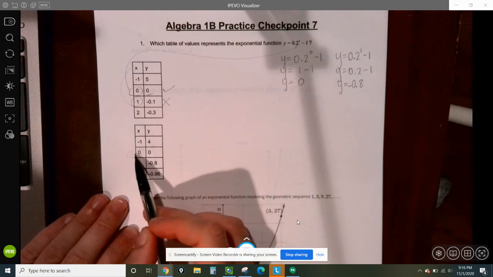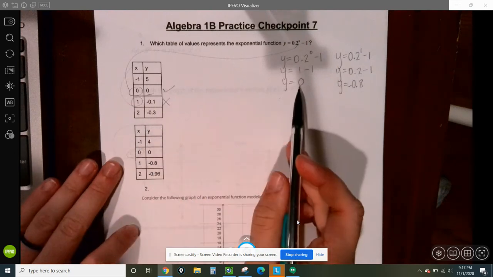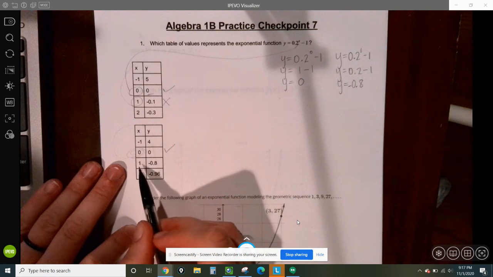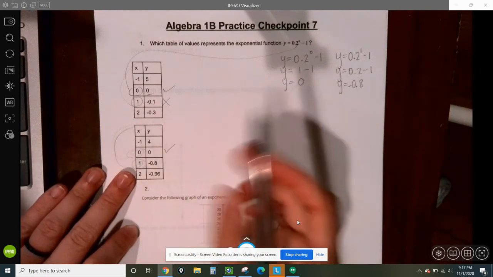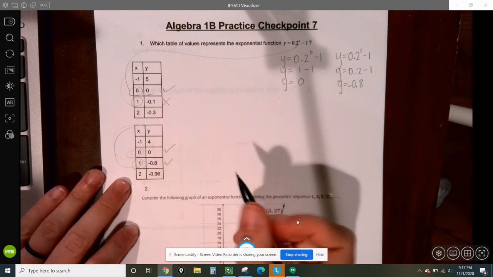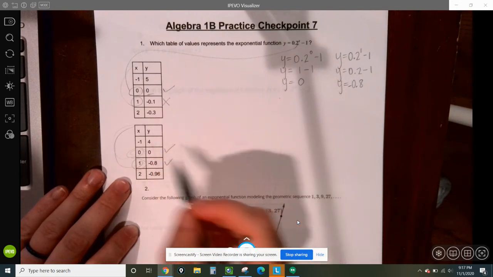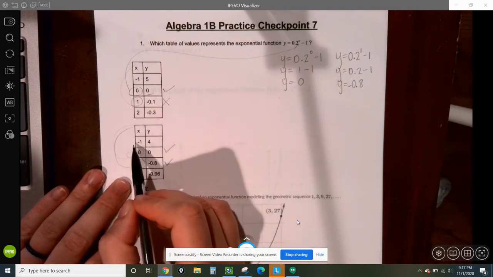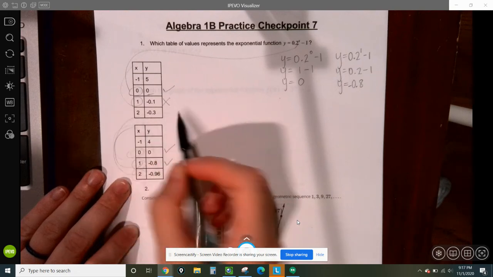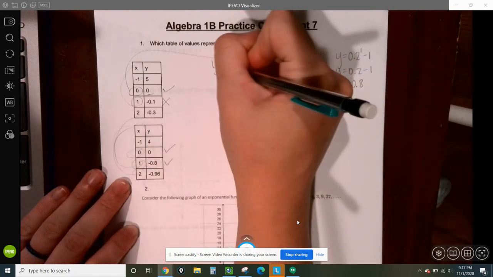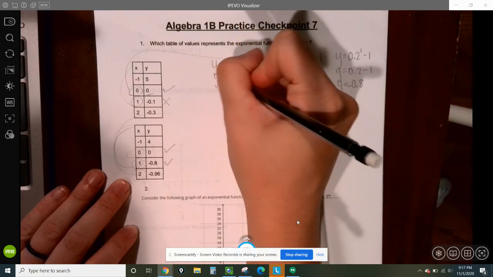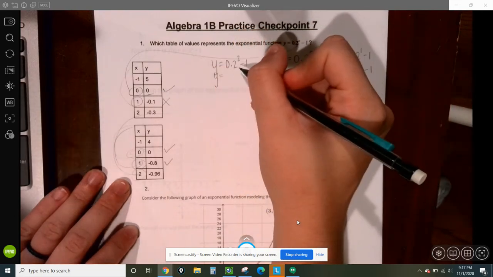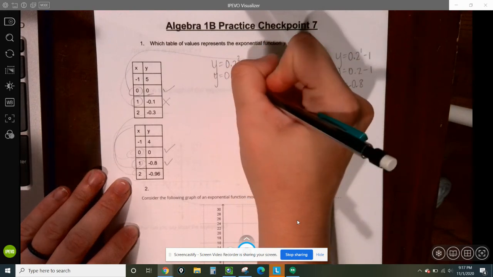If I plug in that 0 number again, I already did that once and I got out 0, so that works. If I plug in 1, I just did that one and I got negative 0.8, so that works. We should probably test a couple more here to see if this works. If I plug in 2, y equals 0.2 to the second power minus 1. So 0.2 to the second power, that's 0.2 times 0.2, which is 0.04.